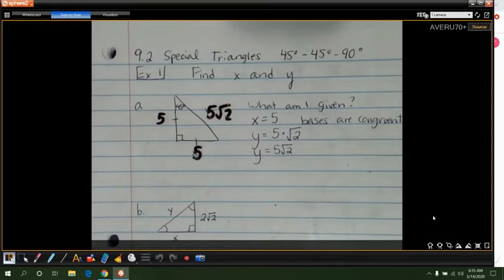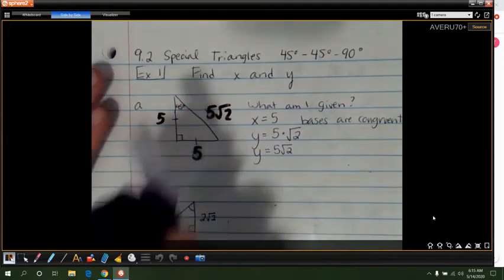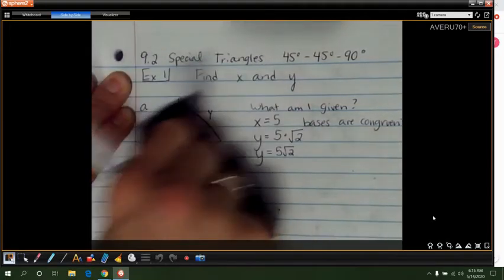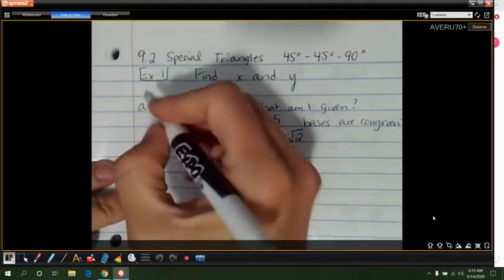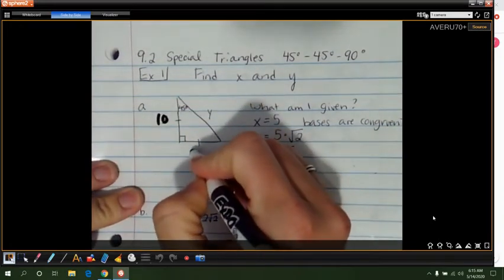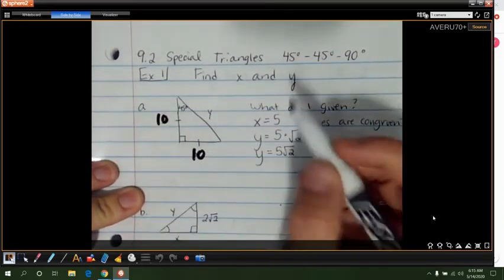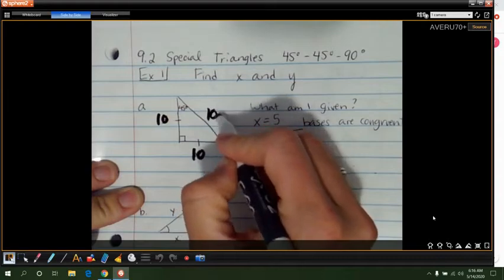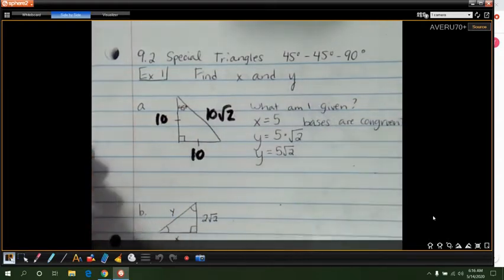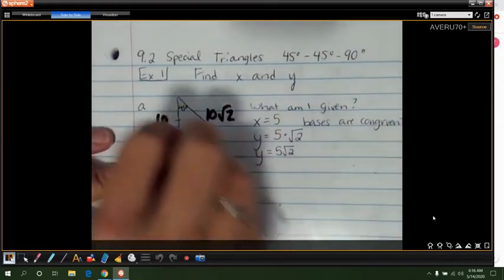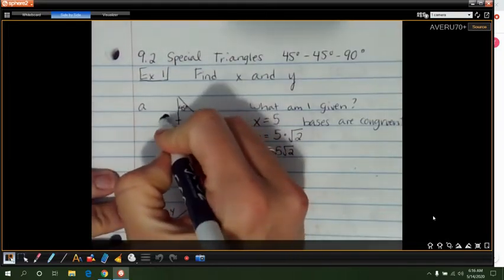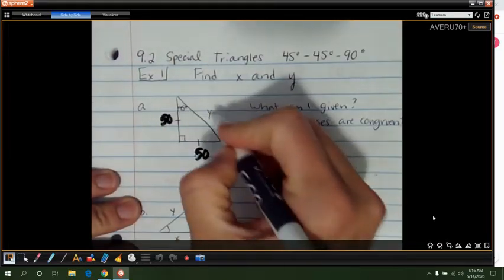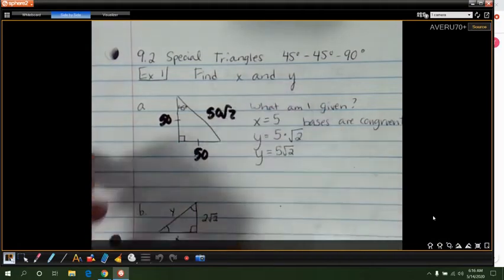So let's practice a few of those without having to draw different triangles. For example, whenever I change my base, let's say now this is 10, so this base is also 10, and then my hypotenuse is going to be 10 radical 2. And that pattern stays with lots of different numbers. So if this is 50, then this base is 50, and this is 50 radical 2.